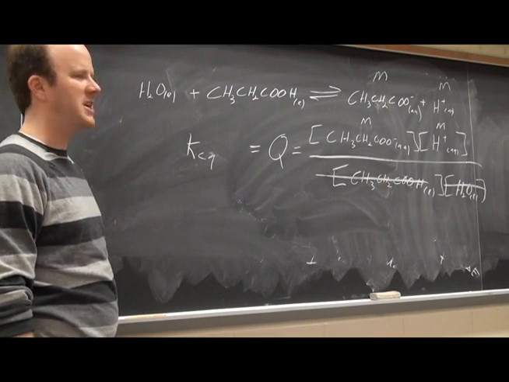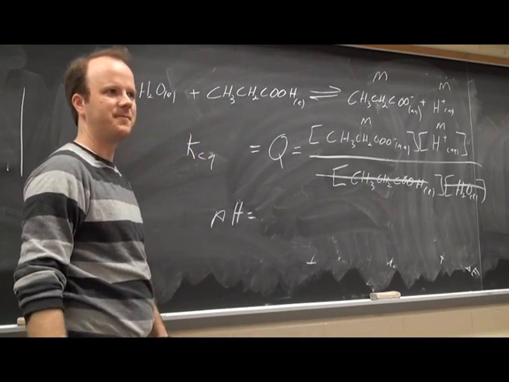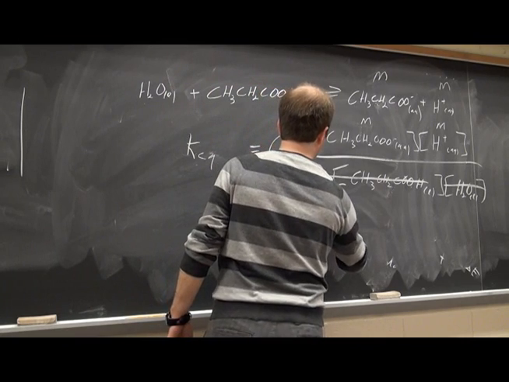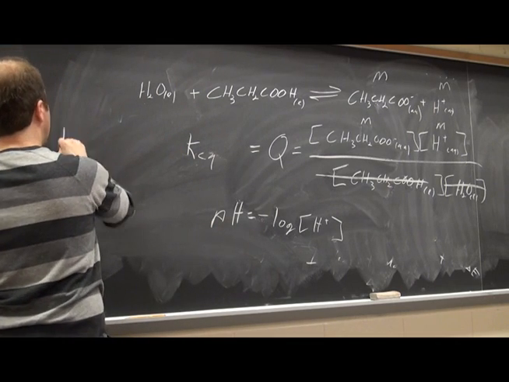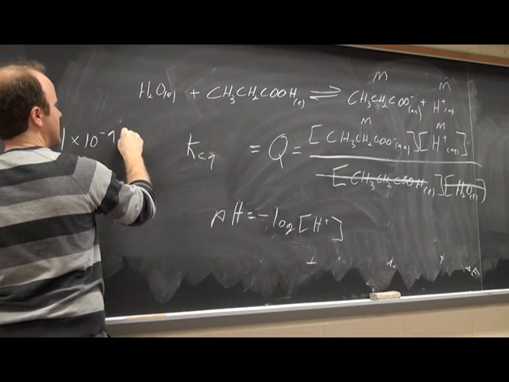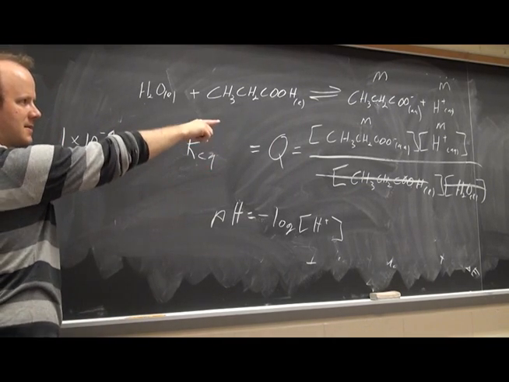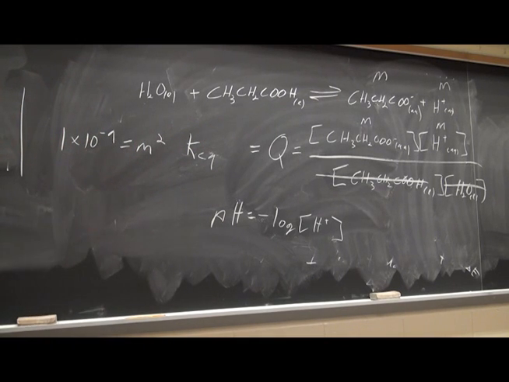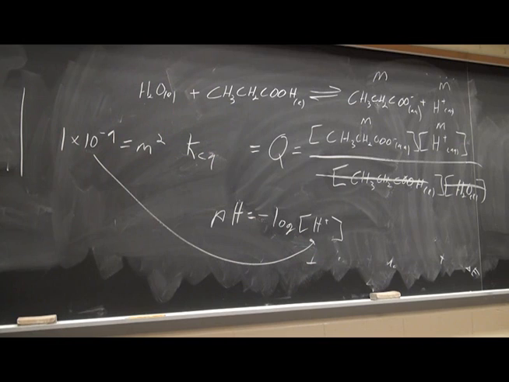So how do we calculate the pH? We get all done with this. What does the pH equal? Negative log of the hydrogen, negative log H plus. It's that easy. So KEQ, 1 times 10 to the minus 9 equals what in this? M squared. Can you solve for M? I hope so, right? Take the square root, drop it right in there. Take the negative log. You're all set.